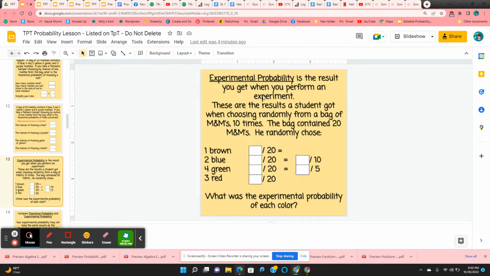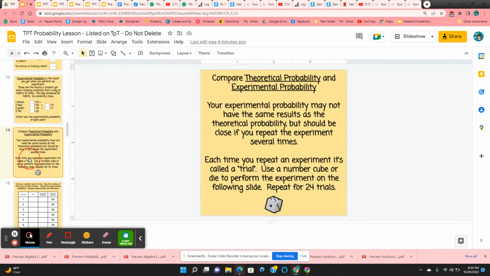Experimental probability. So if they're actually doing an experiment, and a bag of M&Ms this time, so if they chose a brown out of 20 M&Ms, it'd be 1 out of 20. 2 blue would be 2 out of 20, and make sure that they simplify, and so on.